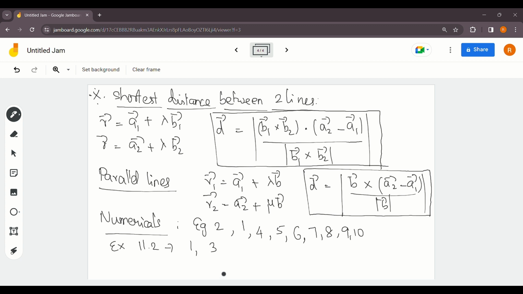Fifth. 7. 8. 10. 11. 12. 13. And also 15. That's all.